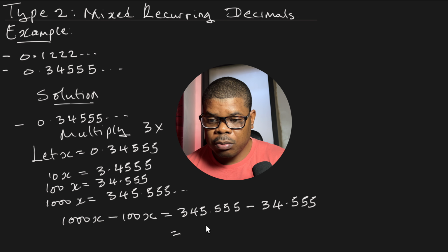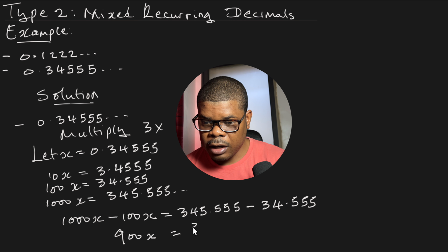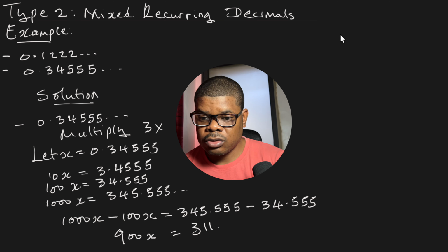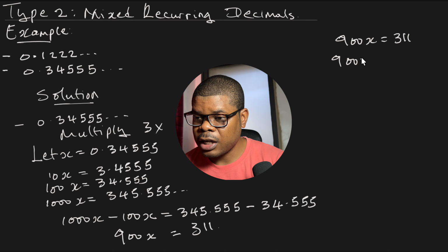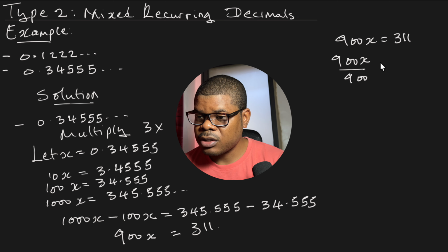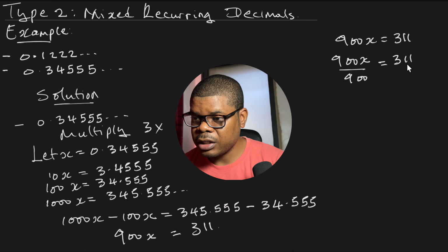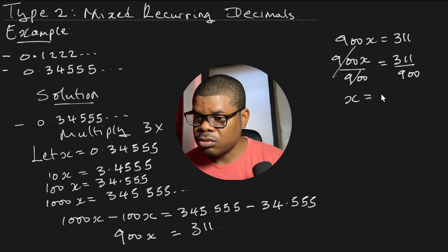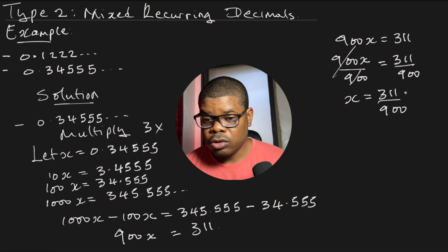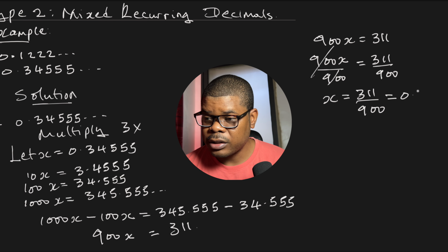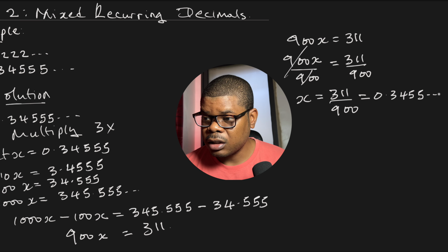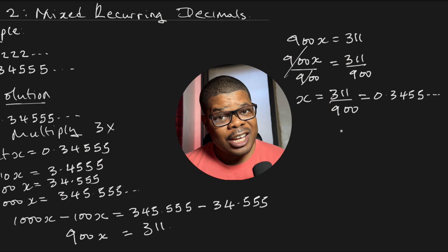So if you do this properly, we will have 900x equal to 311. So the next thing we do is to divide both sides by 900. So when we divide both sides by 900, we have 311 over 900. So 900 cancels 900. That leaves us with x equal to 311 over 900. And if you use your calculator to calculate this, you will arrive at 0.3455 dot dot dot. So that's the value of x in fraction form.